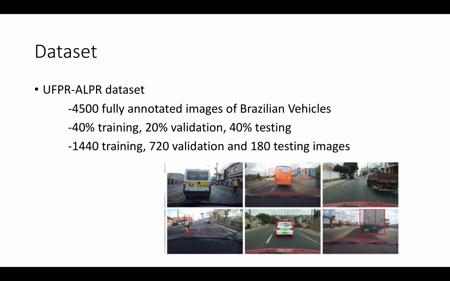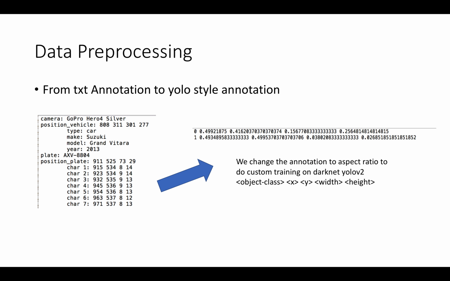However, from the data we got from the TA, we got 1,440 for training and 720 for validation and 180 for testing. We did a little data pre-processing to convert the TXT annotation file to the YOLO style annotation in order to train on the YOLO network.